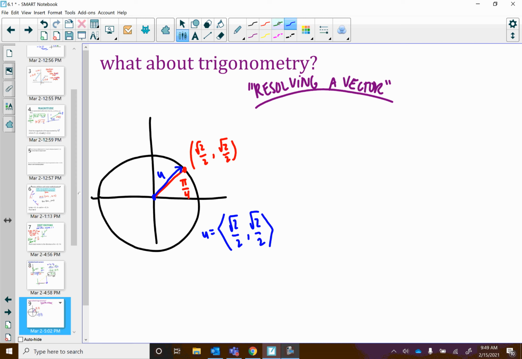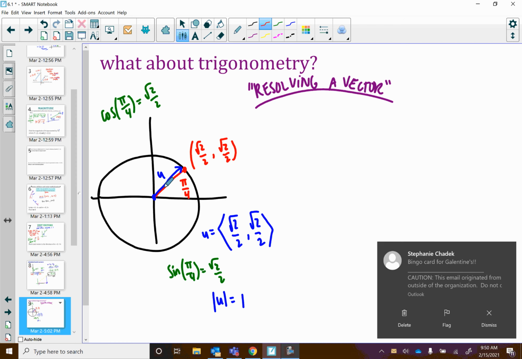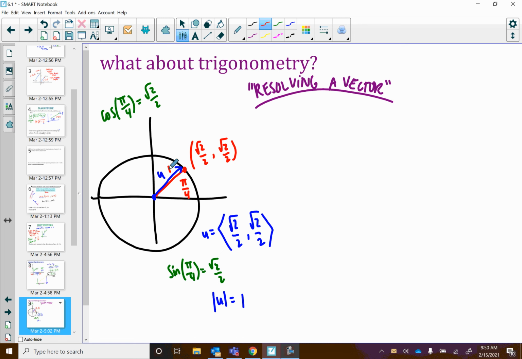I also know sine is y. So sine of pi over 4 is equal to the square root of 2 over 2. And cosine's x. Cosine of pi over 4 is equal to the square root of 2 over 2. So I haven't done anything out of the ordinary. I've really just stated things that we know to be true. And last but not least, I also know that the magnitude of this vector is 1. How do I know that? Well, if this is the unit circle, the length of this right here is 1 because it's the radius of the circle.